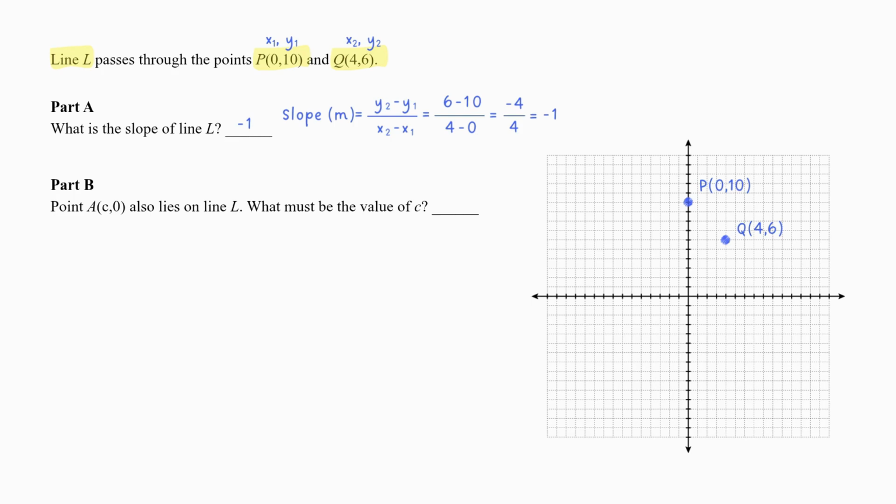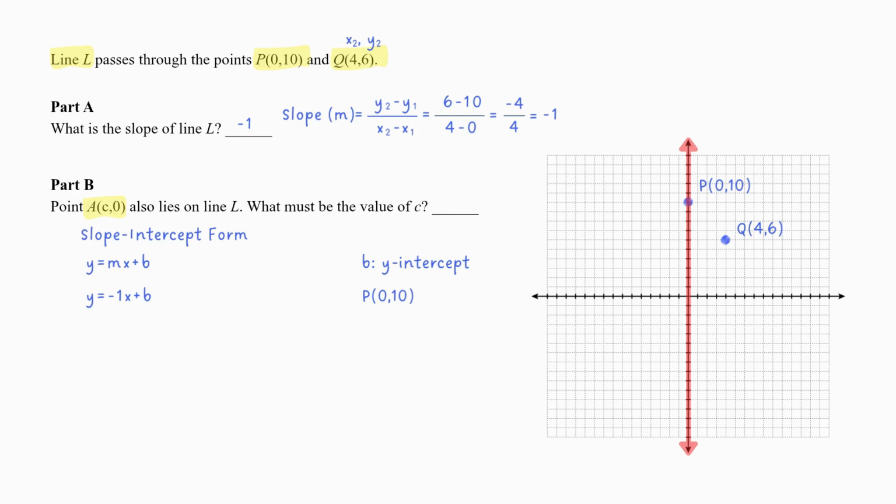Part B. Now we are told there's another point, A (C, 0), on this same line. We need to find C. We are going to use the slope-intercept form, y equals mx plus b, to find C. We already found the slope, m, in part A, which was negative 1. Now let's find b. b is the y-intercept, and this is the point where the line crosses the y-axis. This happens when x equals 0. Looking back at our given points, point P is (0, 10). Since the x value is 0, the y value 10 is our b.